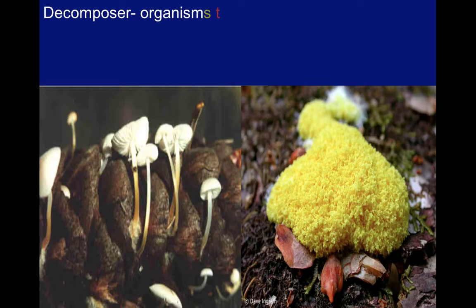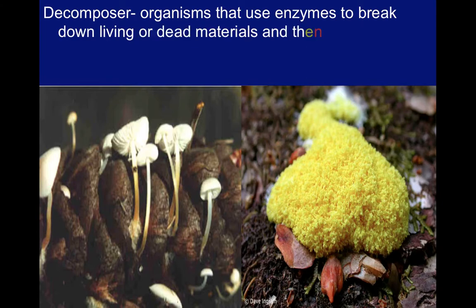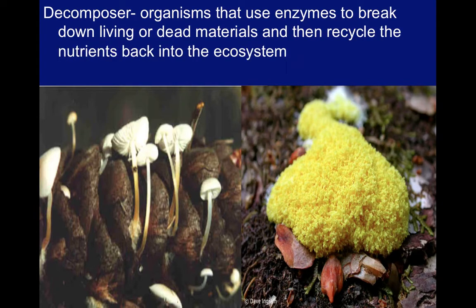All right, and then one of my favorite types of organisms are decomposers, and they are organisms that use enzymes to break down living or dead materials and then recycle the nutrients back into the ecosystem. So they are in some ways perfect organisms, except they can't create their own nutrients because they're not producers, they're decomposers, but they help ecosystems a lot.